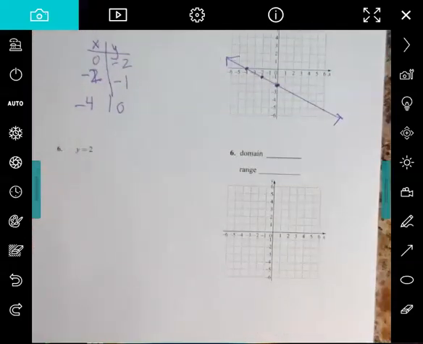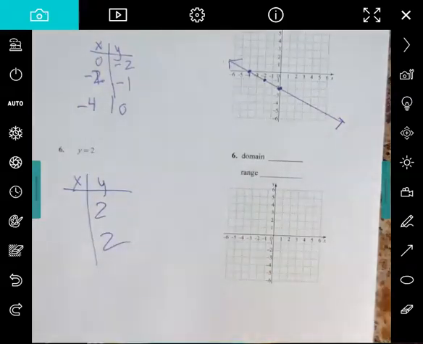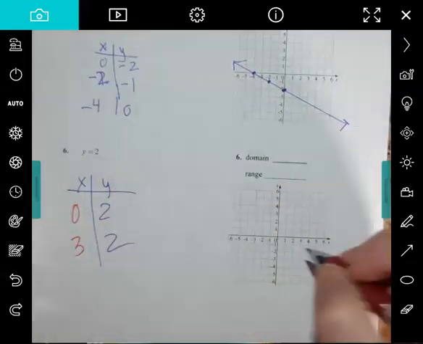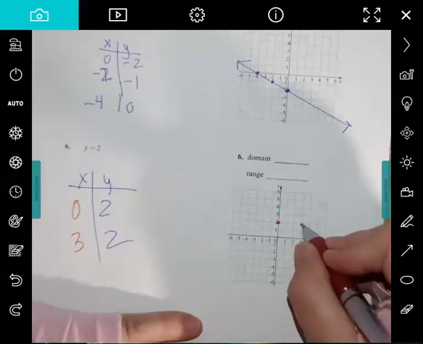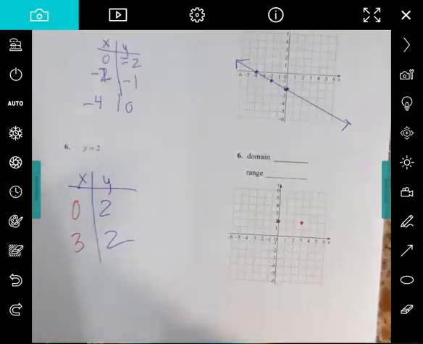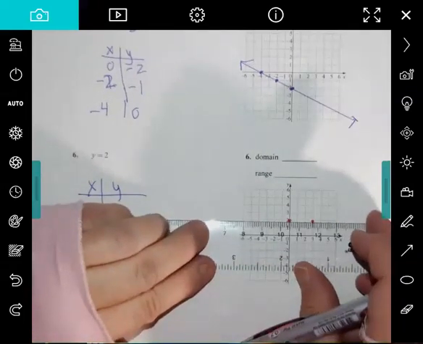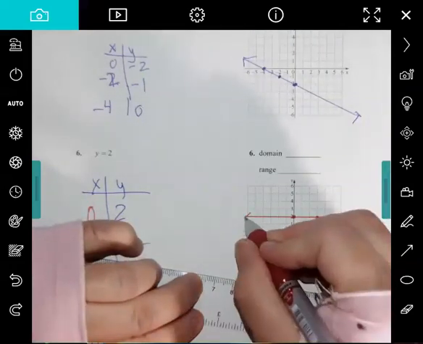This is more interesting. Y is 2. X can be anything your heart so desires, right? So pick a few things. All right. 0, 2. I picked 3, 2. This is a horizontal line. And it makes a more interesting domain and range. Oh, yes. Well, at least one of those is more interesting.